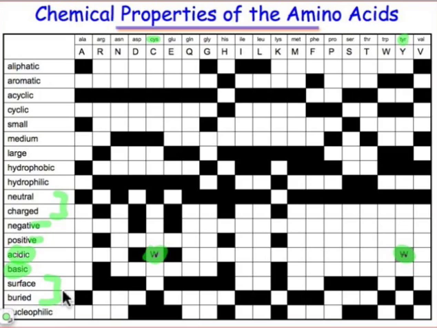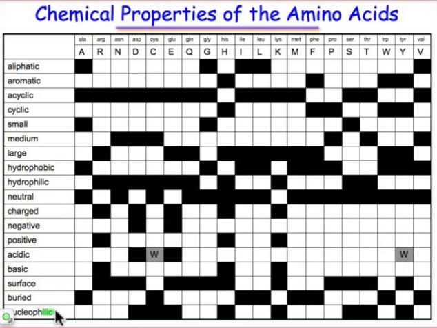The next category is whether you tend to find the amino acids on the surface or whether you tend to find them buried in the interior of a globular protein. Those that tend to be buried don't want to be in contact with water. They tend to be the hydrophobic ones. The hydrophilic or polar ones tend to be on the surface. They're the ones that want to engage with the solvent water.